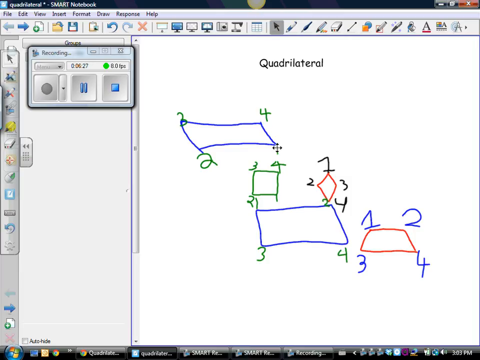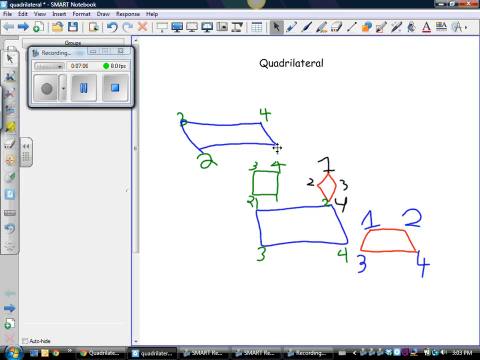So, looking at all of these different quadrilaterals, what is the same about every single one of them? What's the same about all of them? Lizzie, what's the same? They all have the same amount of vertices. What else is the same about all of them? Francesca. They all have the same amount of sides. What's different about them? What's different about the square and the rectangle and the trapezoid and the diamond and the parallelogram? Parker?